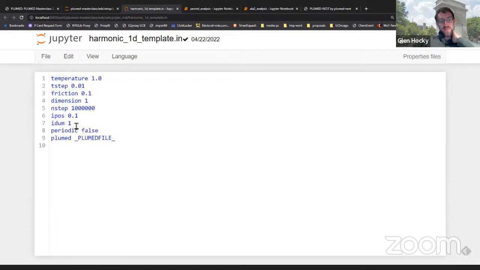This is a random seed. It doesn't matter if the system is periodic because it's harmonic, so it goes to infinite energy anyway. And then we load some Plumed file, and for PESMD, it loads a Plumed file which both defines the potential and also can do the biasing in the same file.